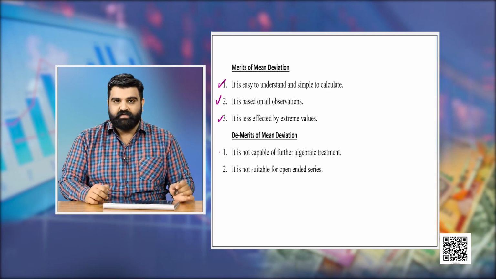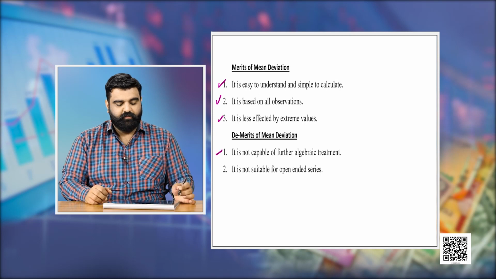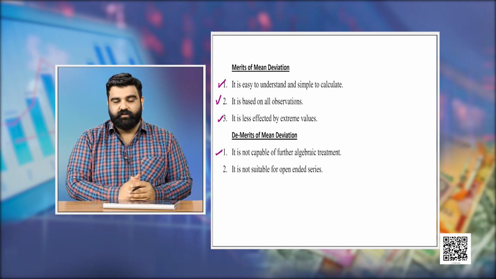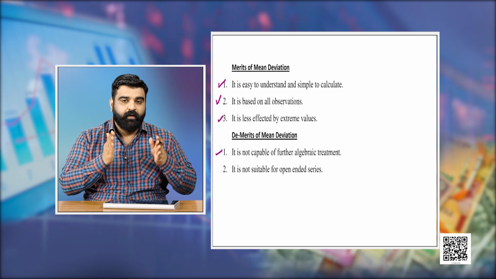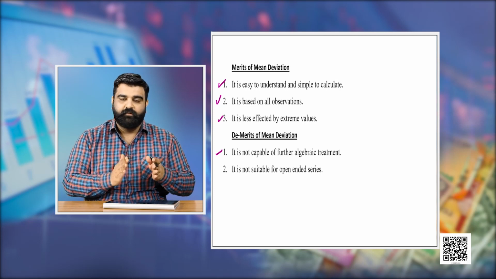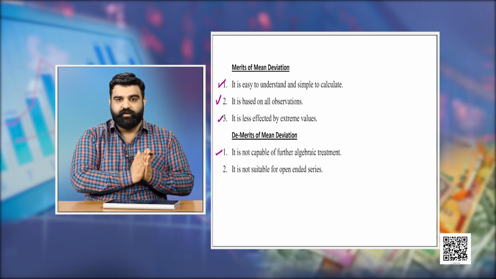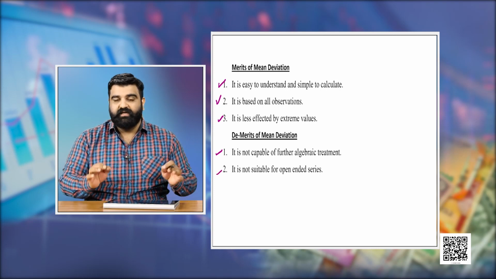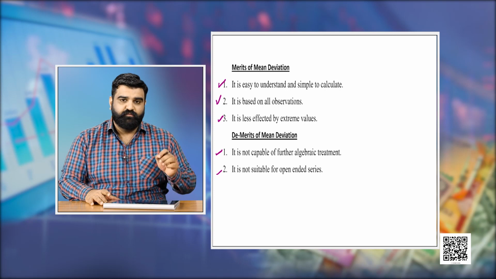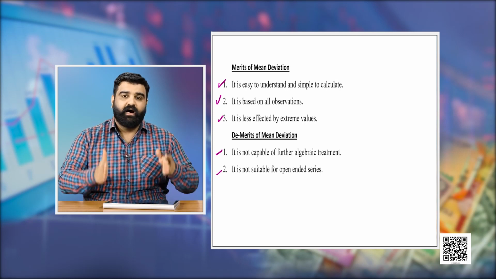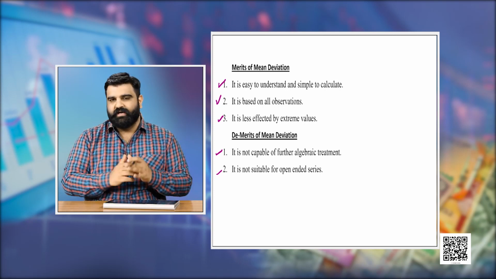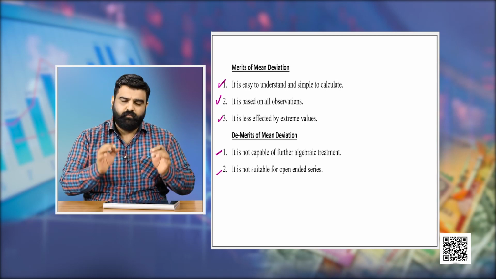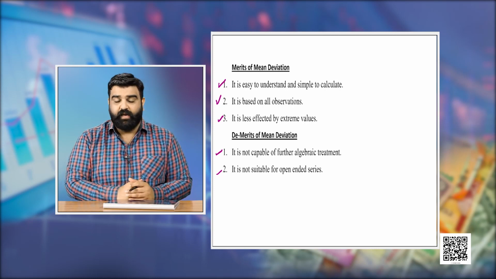Similarly, the demerits of mean deviation are that it is not capable of further algebraic treatment. You cannot use the answers from mean deviation from mean or median for further treatment. Similarly, it is not suitable to use mean deviation from mean and mean deviation from median to calculate an answer for open-ended series. So, they cannot be used for an open-ended series.